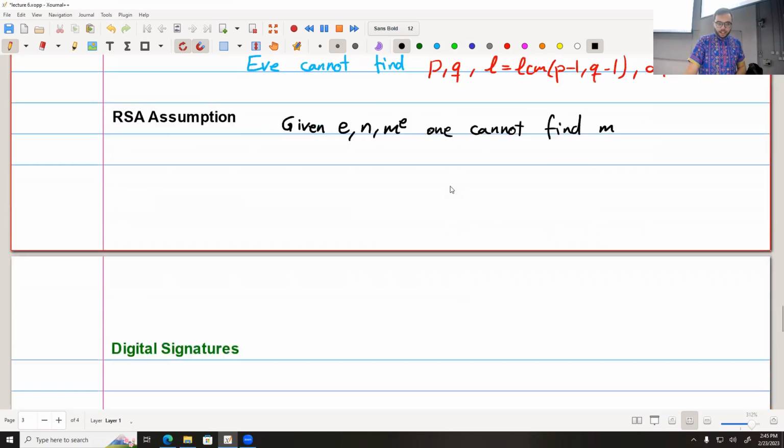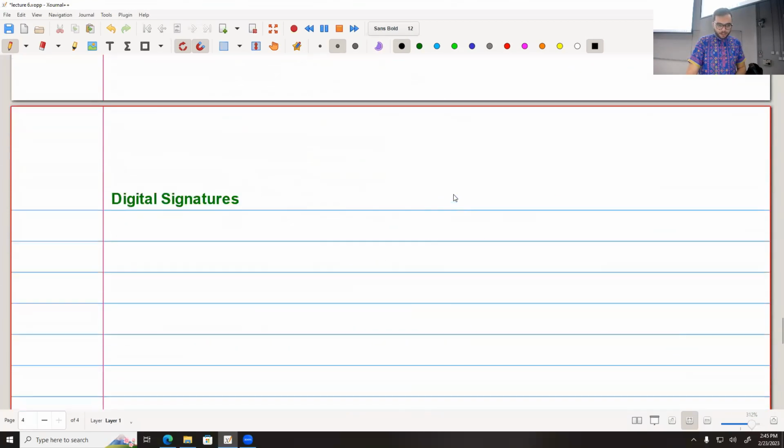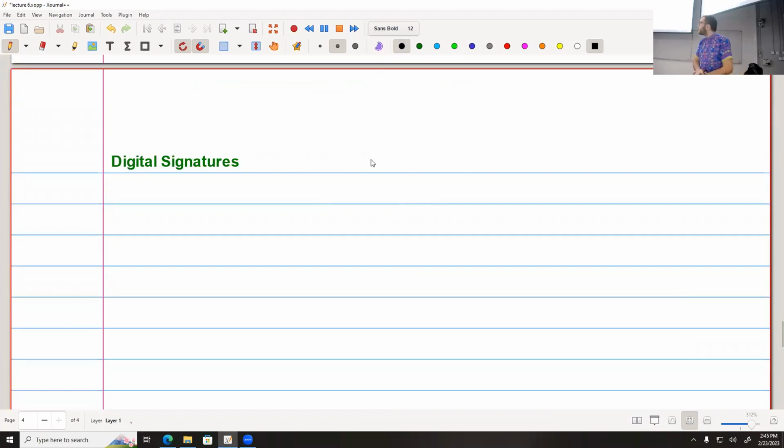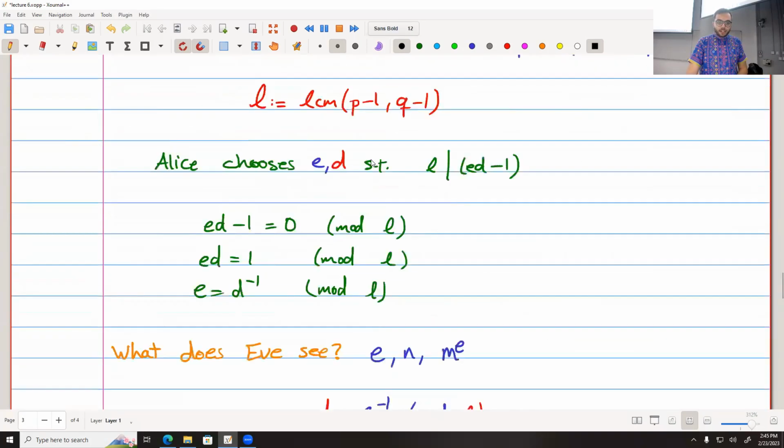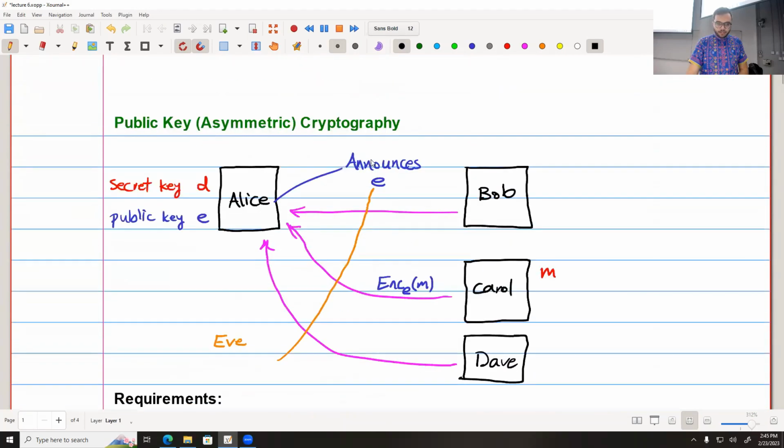Okay, now I'm just going to set up the environment for our next session. In the next session, we're going to talk about digital signatures. So there is quite a difference there, and the difference is like this.